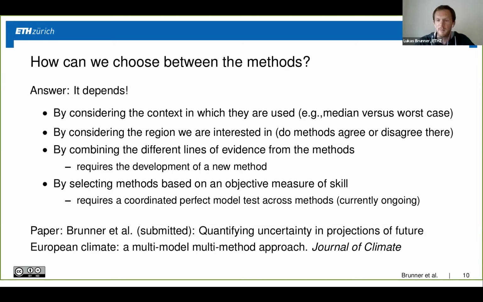And with that, I'm done. And I'm happy to take any questions. So the paper is currently submitted to Journal of Climate.